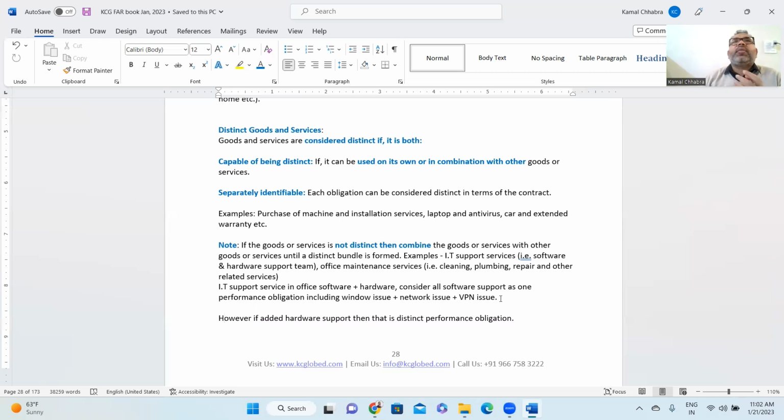Yes, we are coming to that. For example, this mold and installation. Mold will be at a point in time, but installation service may be after 1 month or 2 months. For example, installation may take 2 months time. So the installation service will be recognized once installation is being done. For example, if you have purchased a car with the extended warranty, the sale of the car would be at a point in time, but extended warranty would be over the period of warranty time.